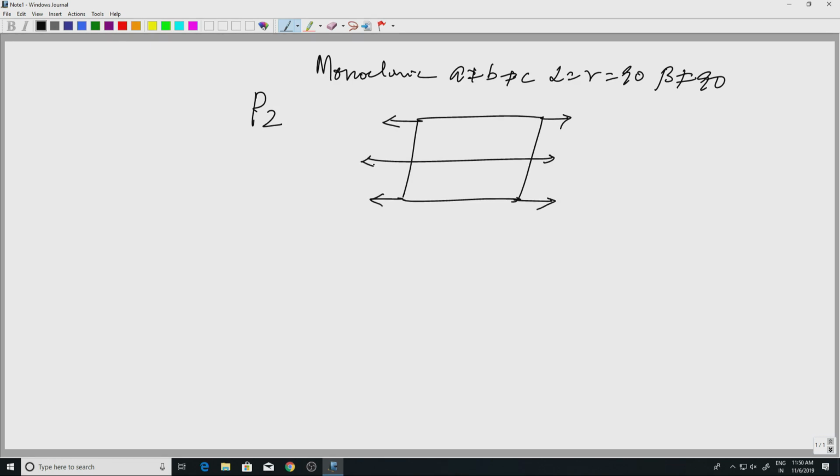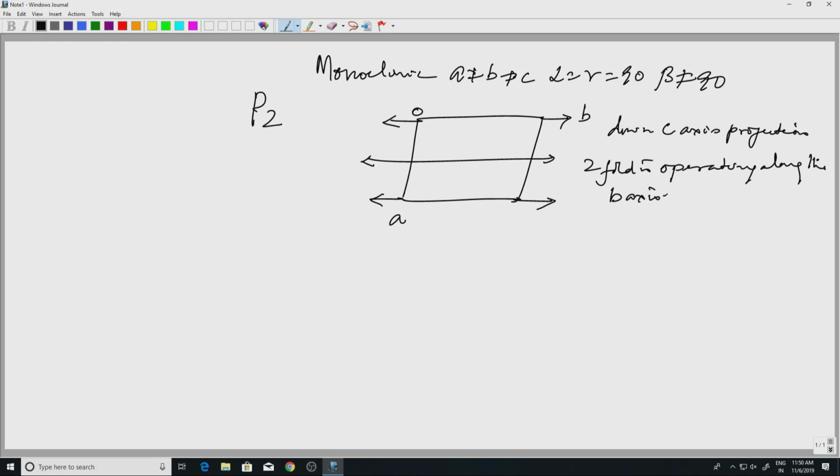now we have to remember this is a down C axis projection. Origin is here, this is our A and this is B. Twofold is operating along the B axis. Remember, B is the symmetry axis. Now we will remove the origin.